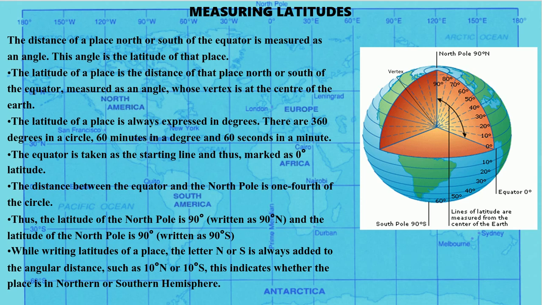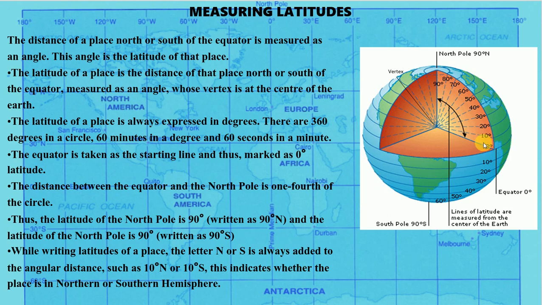How many degrees are there in a circle? There are 360 degrees in a circle. Each degree of latitude is divided into 60 minutes, and a minute is further subdivided into 60 seconds. Okay, the equator is taken as the starting line.